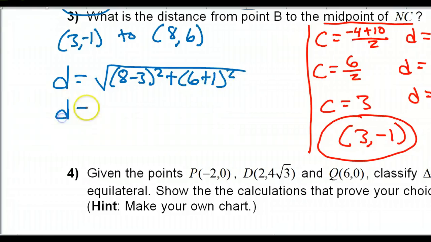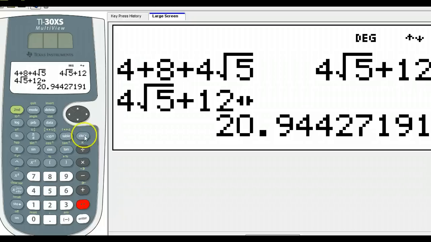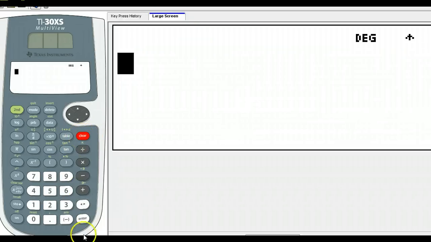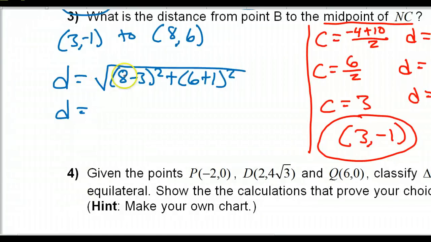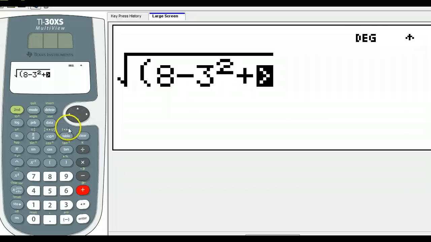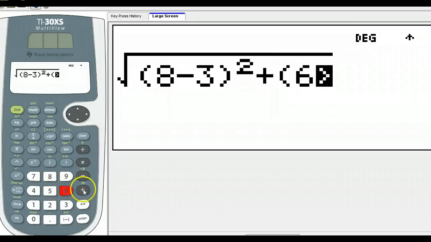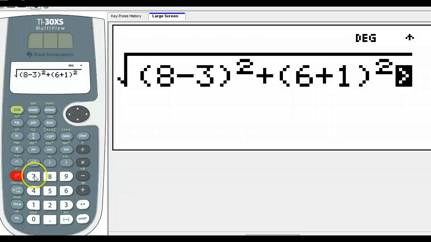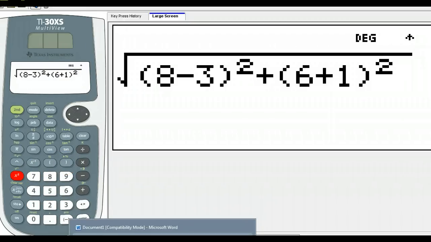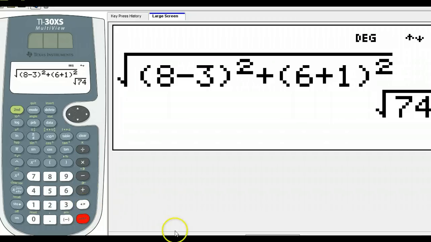So we've got this. Well, here's about where I do my handy dandy calculator. You know, I'm a math teacher, so I could do this very easily by hand, but my kids make a lot of mistakes. So let's just go ahead and put it in the calculator and be on the safe side for right now. Square root of 8 minus 3 squared plus 6 plus 1 squared. Is that right? That is the square root of 74.